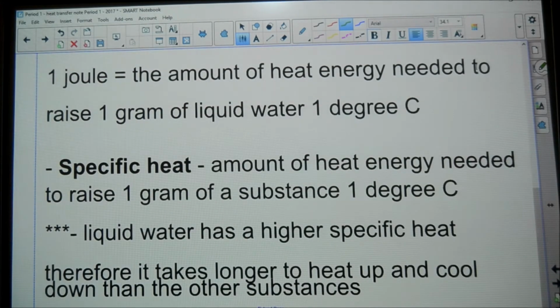Specific heat is the same thing as your joule, but it's not just water. It's the amount of heat energy needed to raise 1 gram of a substance, any substance, 1 degree Celsius. Liquid water has the highest specific heat. If you're looking at your reference table, page 1, you will notice that water has the highest specific heat. So therefore, it takes longer to heat up and cool down than any of the other substances. The higher the specific heat, the more energy needed to raise and lower.